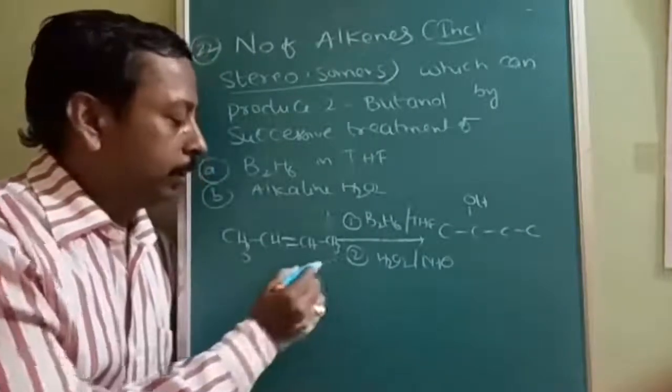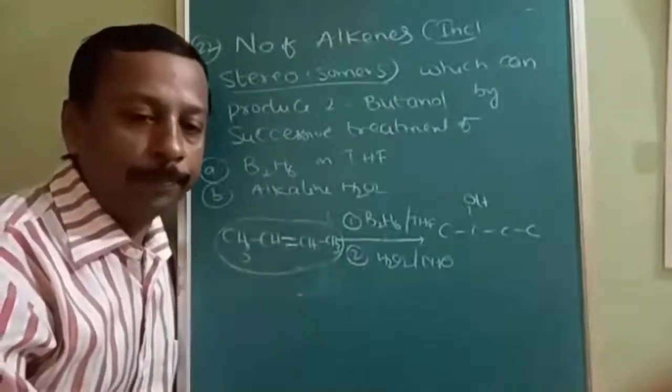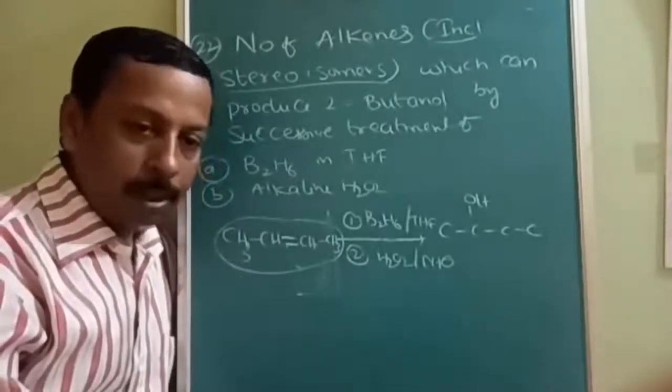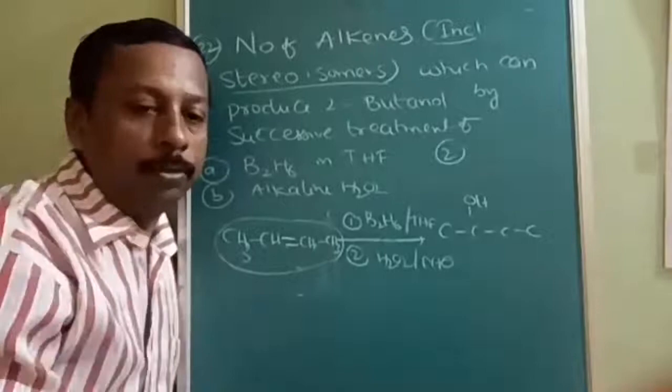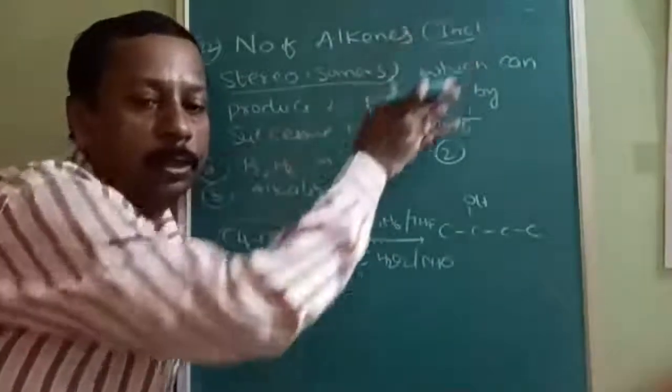Therefore, what is the answer? This will be two geometrical isomers. So, what is the answer? Butene. The answer to this question is 2 because of the two geometrical isomers. If this statement is not there, then the answer will be 1.